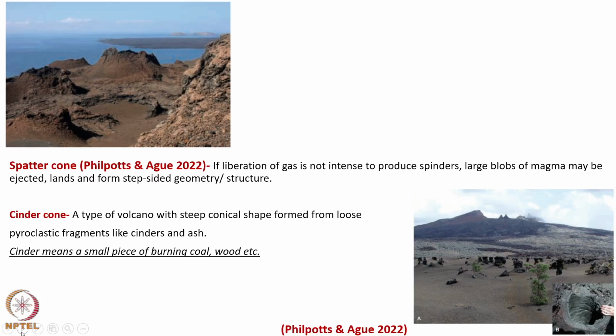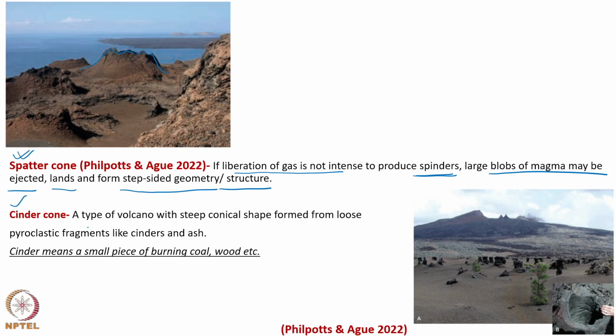Let us look at the definition of spatter cone. This is a spatter cone structure. When a volcanic eruption happens, suppose the liberation of gas is not intense enough to produce cinders, we can see later what a cinder is. Large blobs of magma may be ejected, and then that large blob can land, forming steep-sided geometry or structures. In this way, the spatter cones are produced.